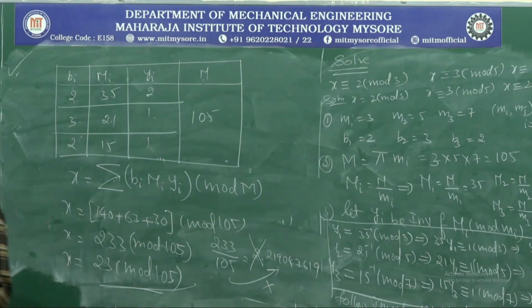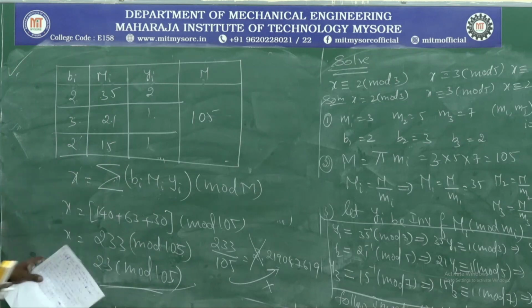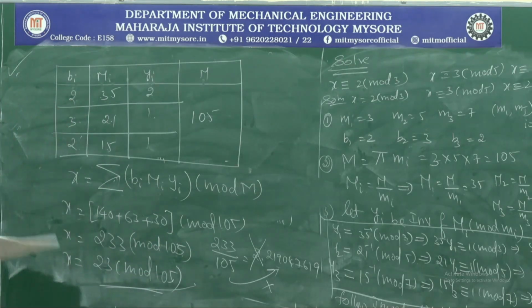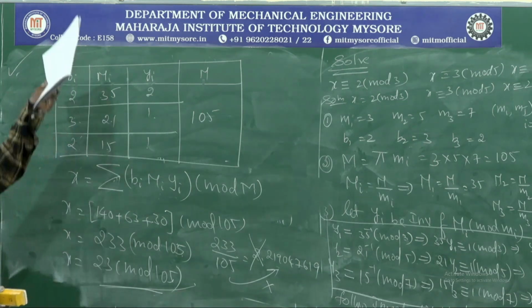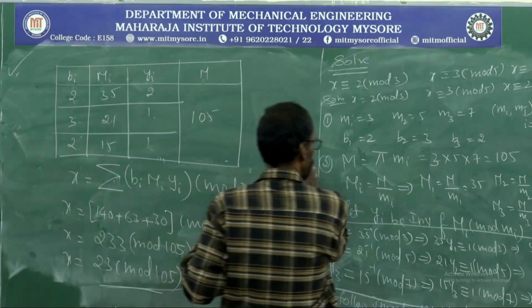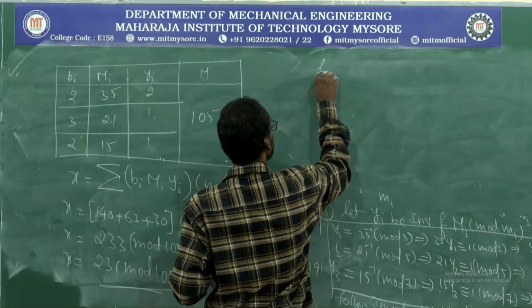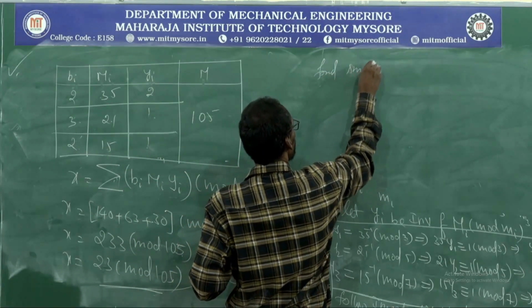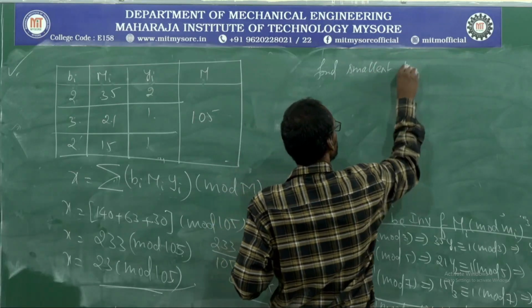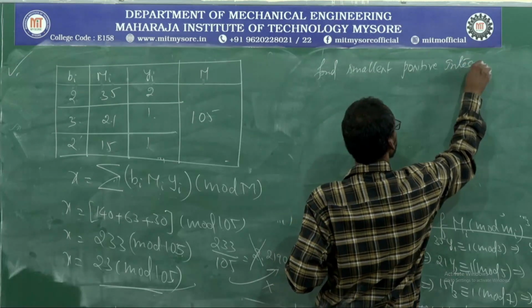I will do one more problem. Very easy. Sometimes the problem will be given in statement form. I will write the statement problem, then I will convert it to mathematical modeling, then I will show you how the procedure can be applied for the Chinese remainder theorem, and we can see. Find the smallest positive integer.